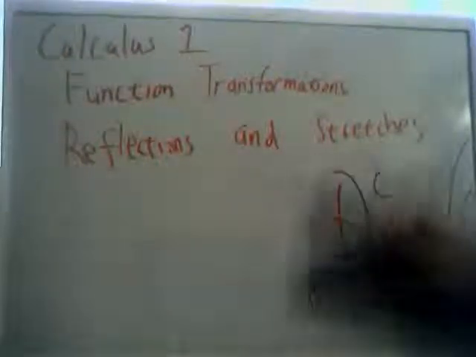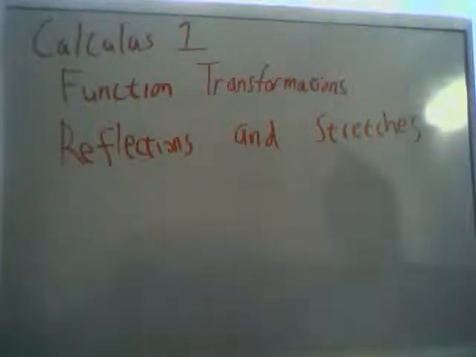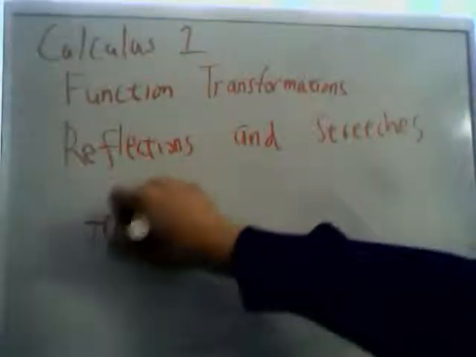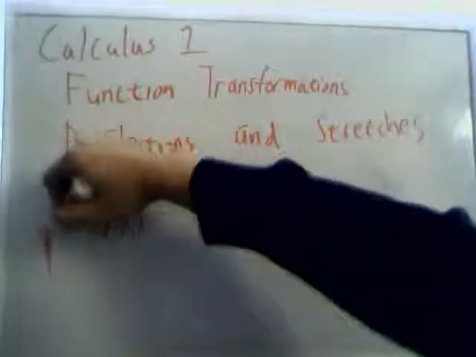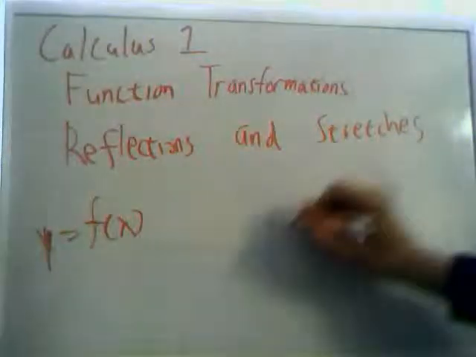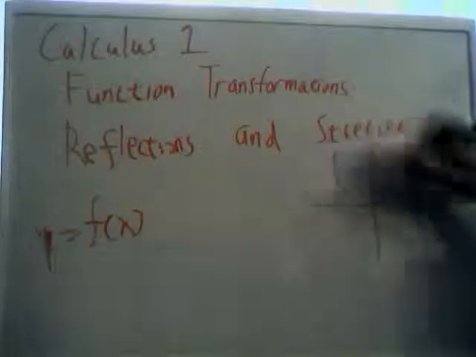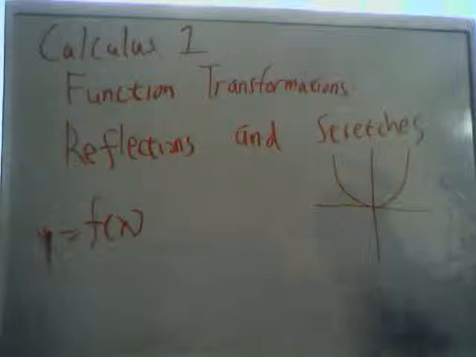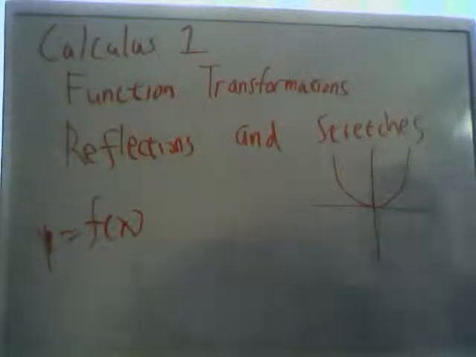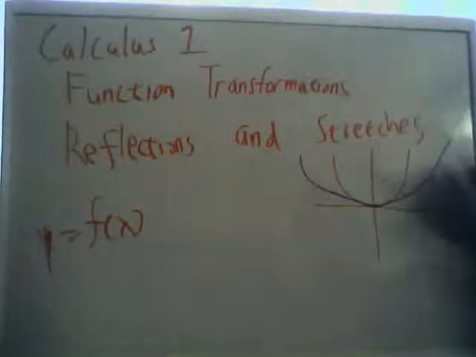Now that we did vertical, let's go on to horizontal stretches. Again we have your original equation, y is equal to f of x. For this one, let's do a parabola again, because this one will be easier to represent. Here's your original graph. And let's say you wanted to do a horizontal stretch by a factor of c.